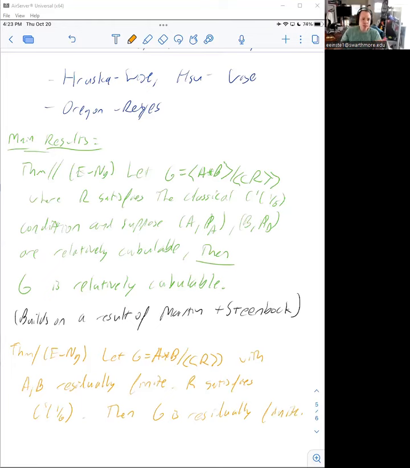What I want you to notice that's really neat about this situation is that in this statement, there's no requirement that the groups A and B be cubical in any way. Unlike the previous statement, where I said start with relatively cubulable groups, A and B need not be relatively cubulable. You just say that they're residually finite, but by putting them together and taking this relation, you can build an interesting action on a CAT(0) cube complex that will show you that things are residually finite, using the relatively geometric machinery that I talked about a couple minutes ago.